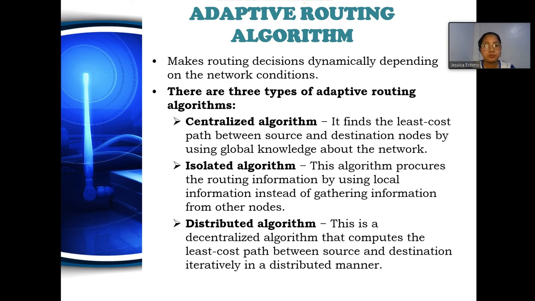This algorithm procures the routing information by using local information instead of gathering information from other nodes. Next is the distributed algorithm. This is the decentralized algorithm that computes the least cost path between source and destination iteratively in a distributed manner.